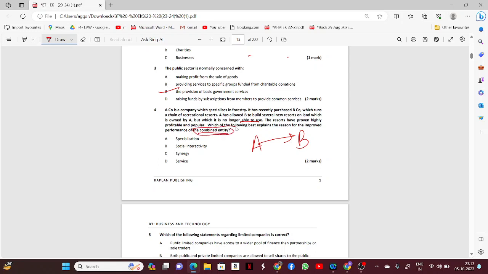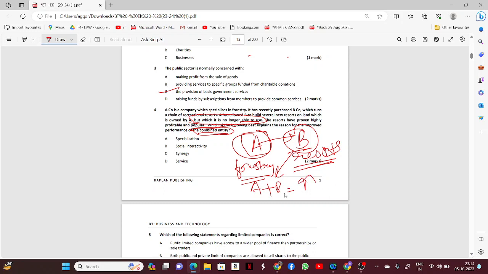Whenever you hear this word combined entity, what was the case? They specialize in forestry and they specialize in resorts, right? And they had one drawback. What was the drawback? A owns the land but is not able to use it. So obviously B can use the land, make their resorts and earn profits out of that. That is the reason that A plus B is able to yield more profits than A individually and B individually.